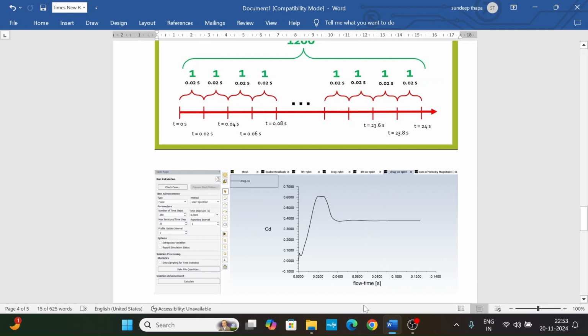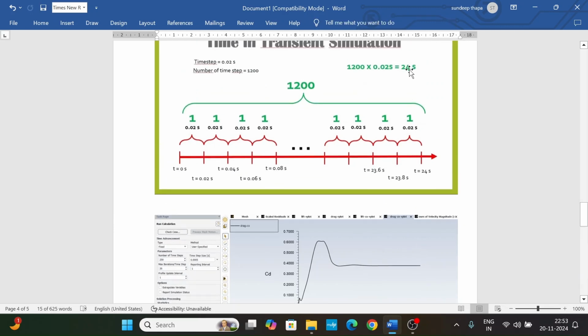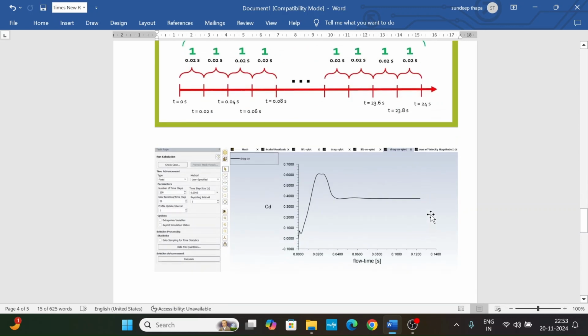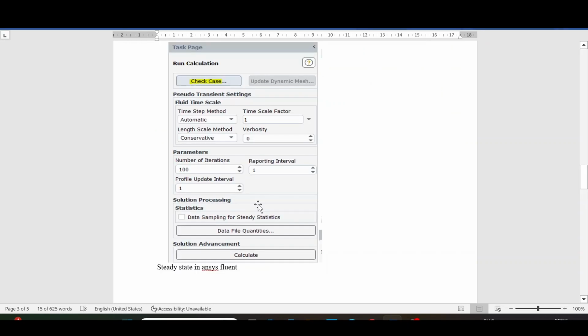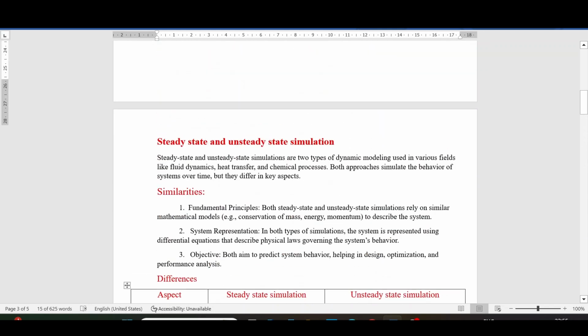I could have stopped exactly at 0.08 seconds or 0.1 second or 0.12 seconds or 0.14 seconds. I do not need to go through 24 seconds. I stopped at 0.14 seconds because all those remaining seconds would be a waste of my time, a waste of simulation, and a waste of computational resources and solving time. So this is steady state and unsteady state simulation.